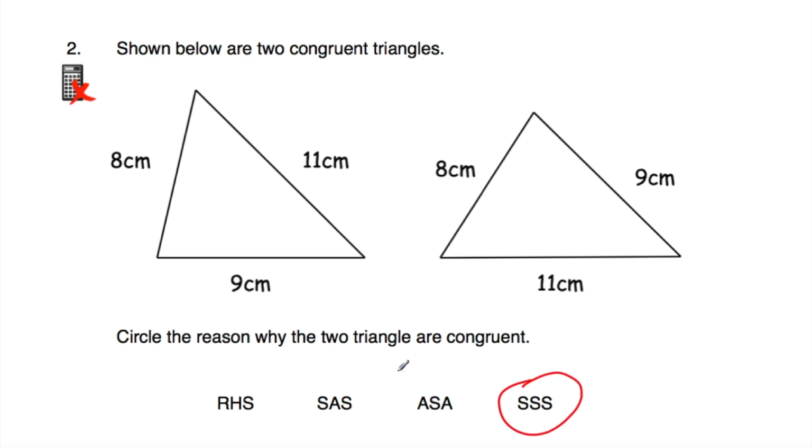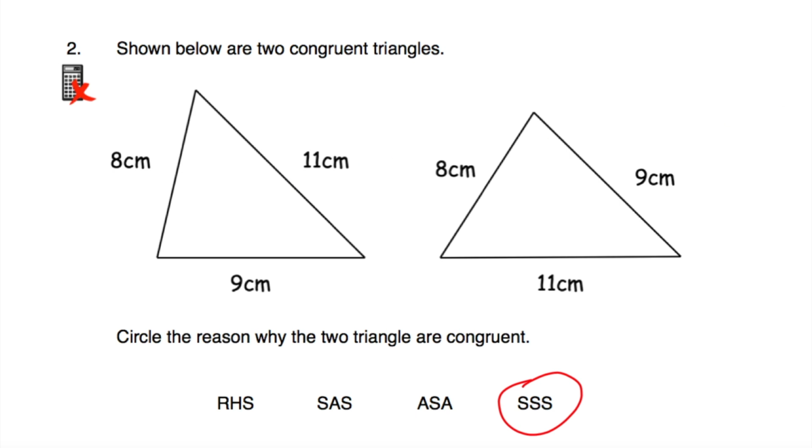We know it's not going to be this one because we've not been given any angles. Definitely not that one because we've not been given two angles. And it's not going to be right angle, hypotenuse, side because these aren't right angle triangles. So it's going to be side, side, side. Those two triangles are congruent to each other because the sides are all equal to each other. So therefore they must be congruent.